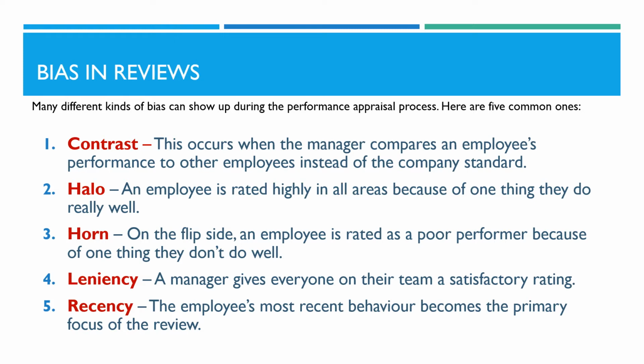The horn effect. On the flip side, an employee is rated as a poor performer because of one thing they don't do well. Leniency. A manager gives everyone on their team a satisfactory rating. And recency. The employee's most recent behavior becomes a primary focus of the review.